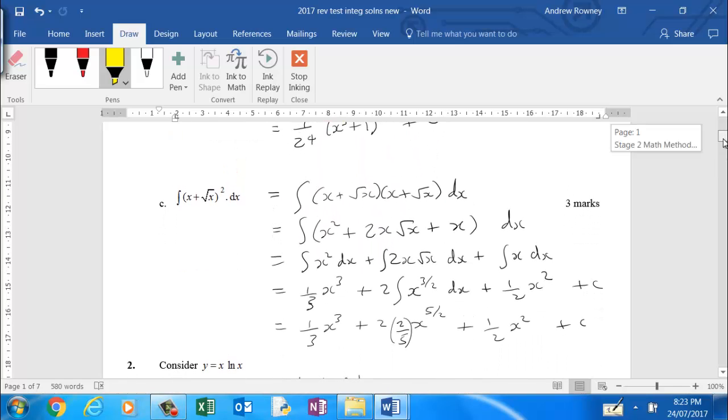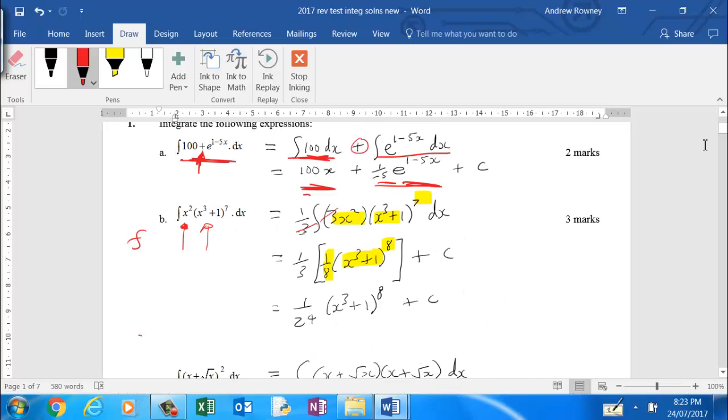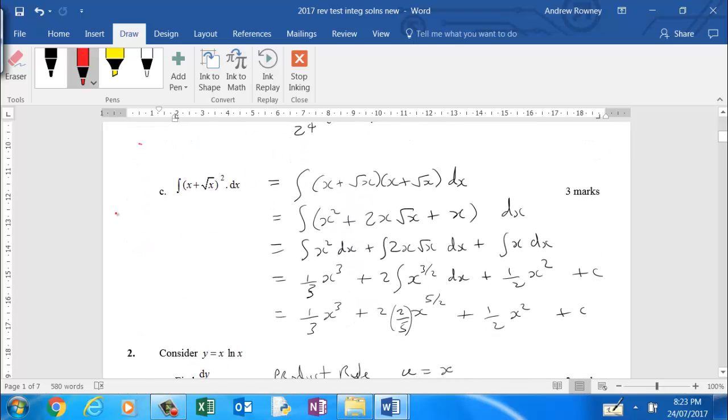Next one is a power, but the problem with this one is that we don't have the f dash in this case. So normally we have to have f dash f to the n, but we don't have any f dash there, so we can't use that concept. We've actually got to expand it first and do it using the simple power integration.